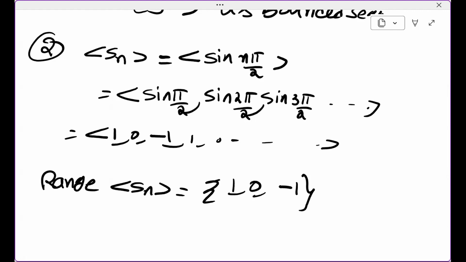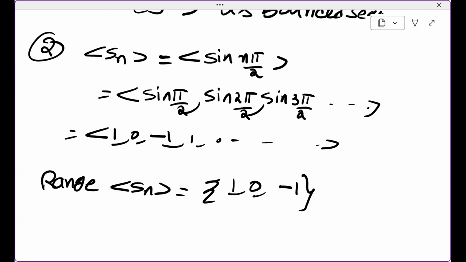You can write 1, 0, -1 also, but here you cannot change the order. This sequence is not the same as 0, 1, -1. Whereas this set is the same as 0, 1, -1. So you should understand the difference between a sequence and a set. A set you can write in any order, but for a sequence the order is fixed. So this is always the first one, fixed. So this is the range.